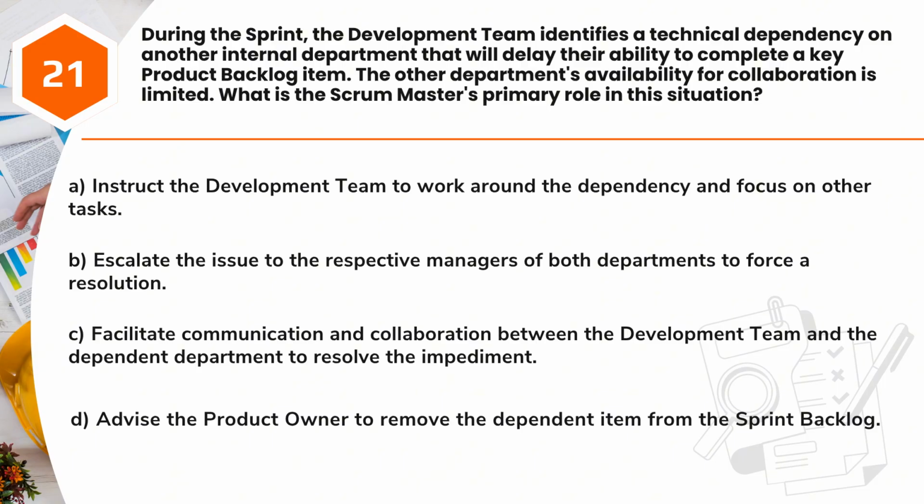A. Instruct the development team to work around the dependency and focus on other tasks. B. Escalate the issue to the respective managers of both departments to force a resolution. C. Facilitate communication and collaboration between the development team and the dependent department to resolve the impediment. D. Advise the product owner to remove the dependent item from the sprint backlog.